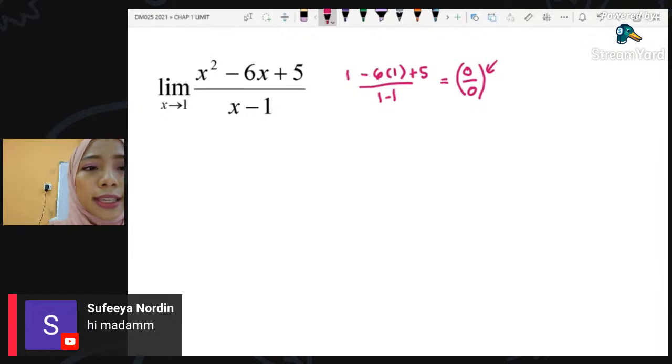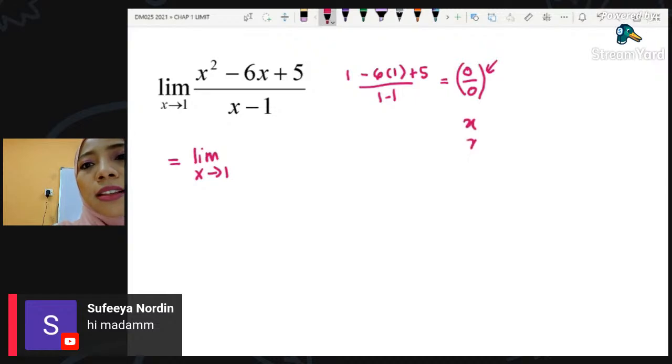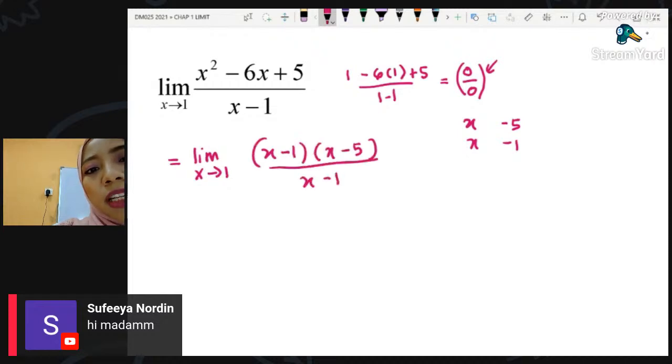So what we are doing now is we have to modify the function a little bit. We're going to factorize the limit as x approaches 1. What makes x squared plus 5? Can you tell me the factors? 5 and 1, so it must be negative. Therefore, we give negative 6. So x minus 1, x minus 5, over x minus 1.